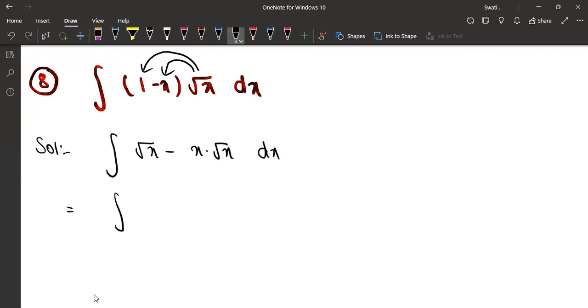Now of course we can write this as x raised to half minus, here using the property of exponents, x raised to 1 times x raised to half.